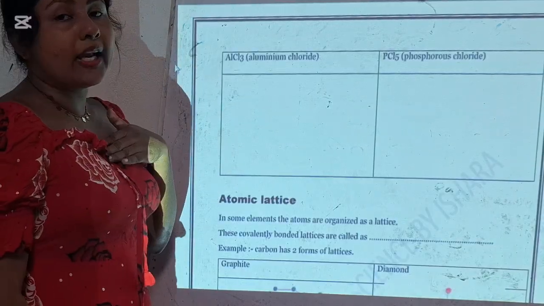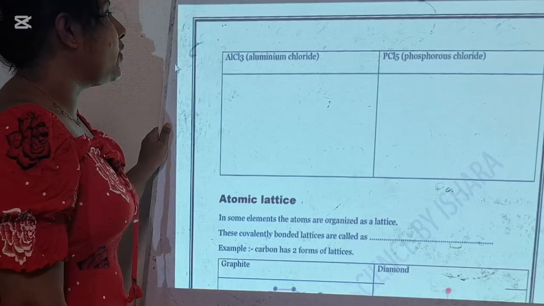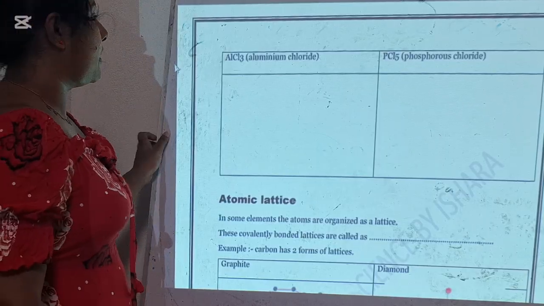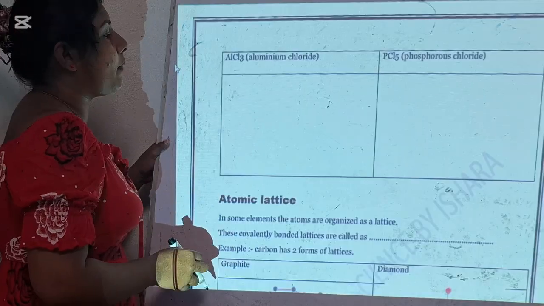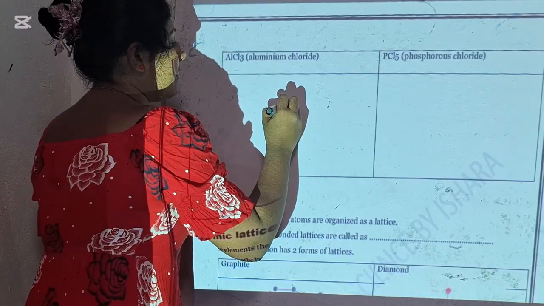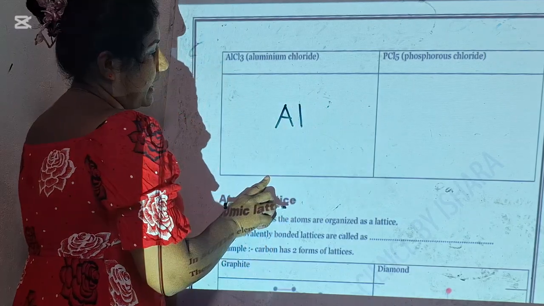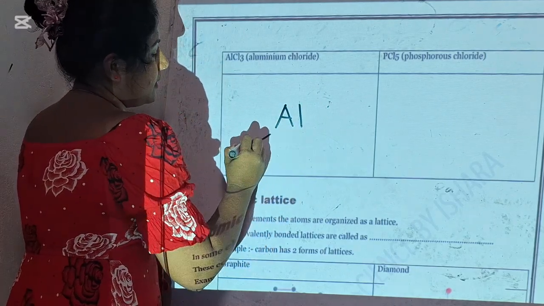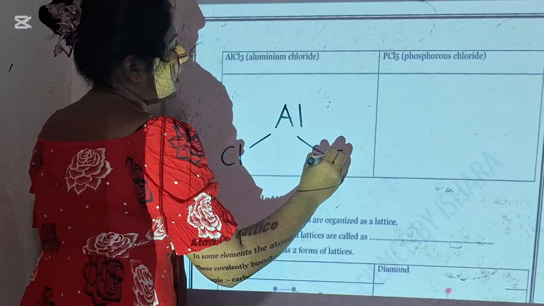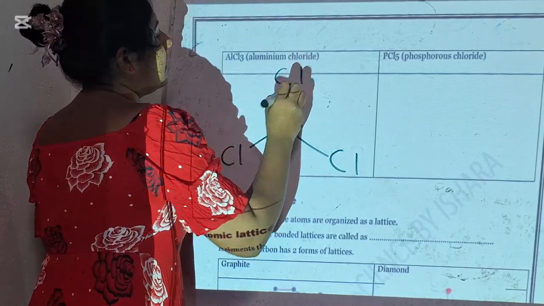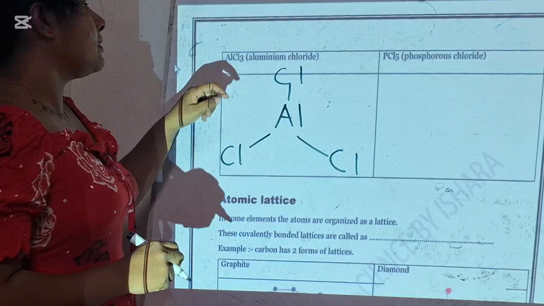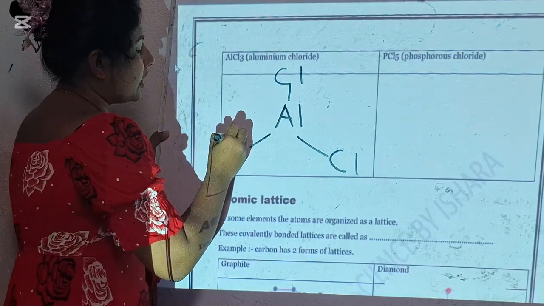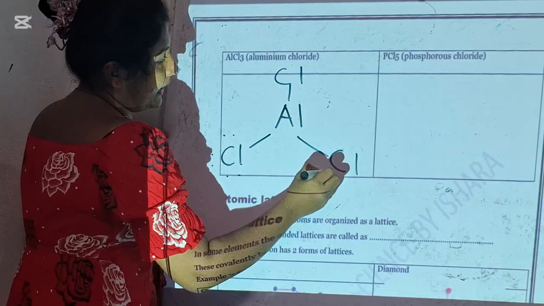This is the first one, aluminium chloride. If we draw the aluminium chloride molecule, this is the way of drawing it: Al, Cl, Cl3. AlCl3. For the chlorine, we need to draw like this.